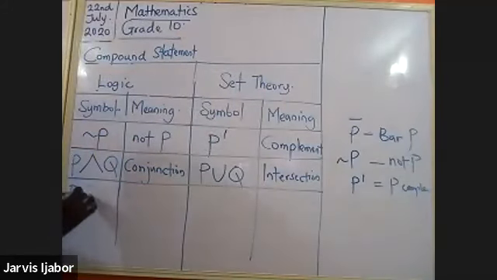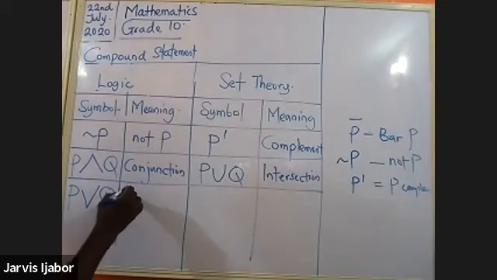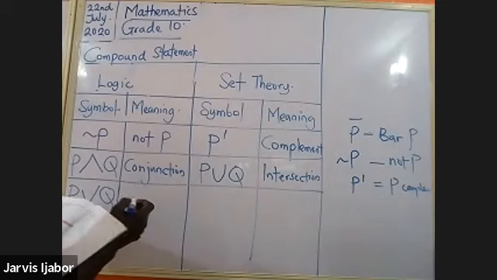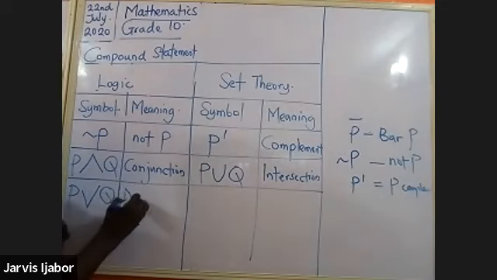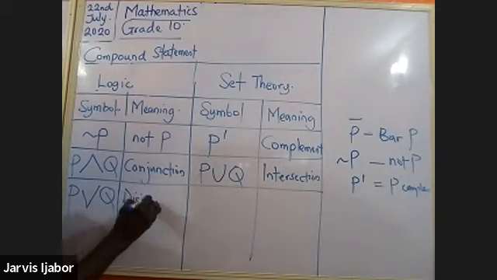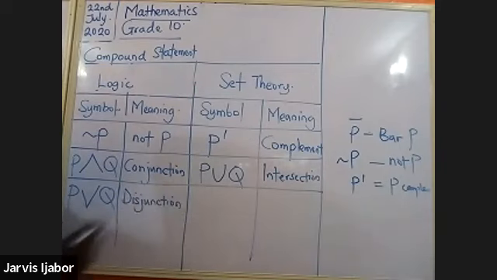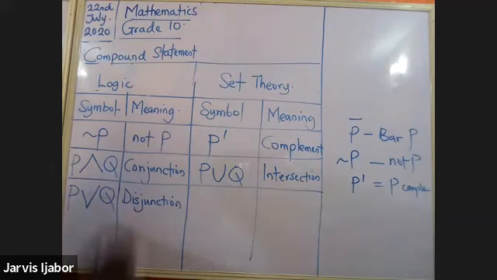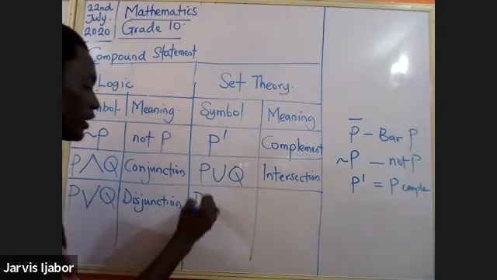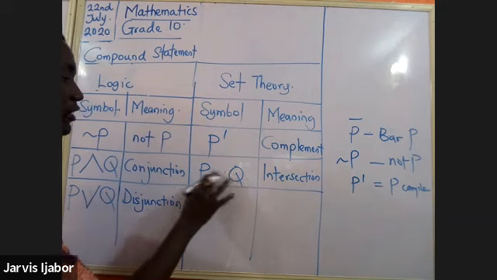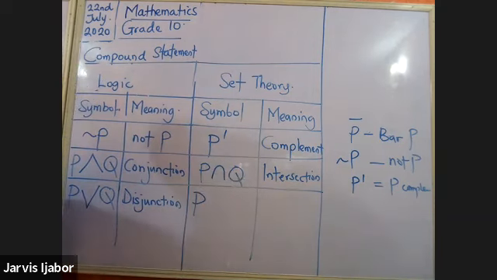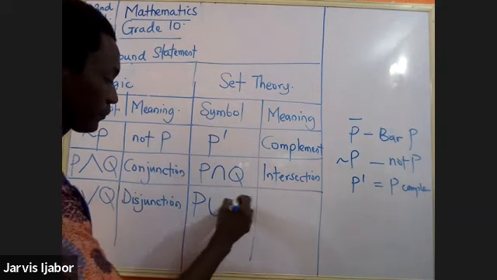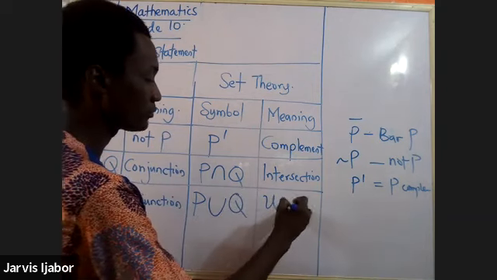The next one is P V Q, and that is what we call disjunction. Disjunction is more like or. If any of them works, it is correct. So this will be P. Oh, sorry, I missed it here. Please, sorry about that. Intersection, sorry about that. I missed the sign. And this is union.